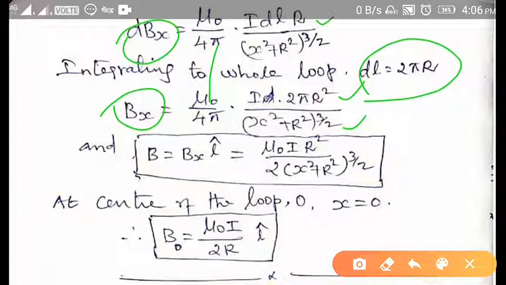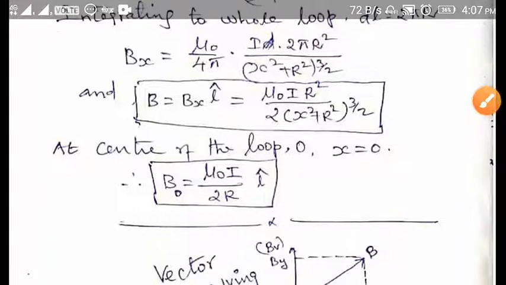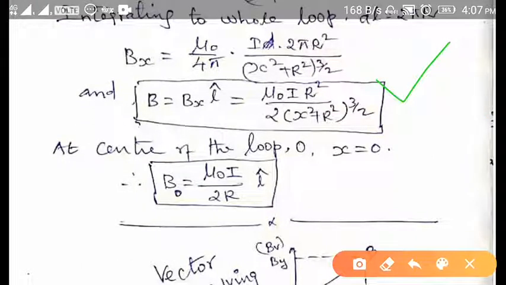So we can write the magnetic field due to the circular loop as Bx into i cap, where i cap is the unit vector along the x axis. At point P there is only the component along the x axis, so we write Bx i cap. Cancelling 2 pi and 4 pi, the remaining will be mu naught I r squared, divided by 2 times (x squared plus r squared) power 3 by 2. So this is the magnetic field due to the circular loop at a point on its axis whose distance is x from the center of the loop.